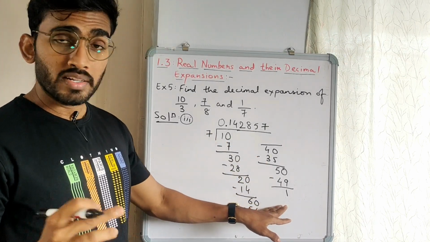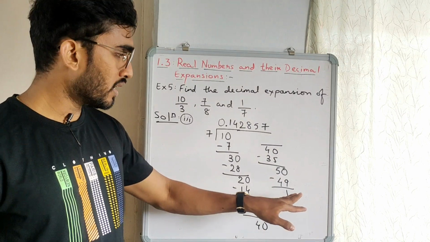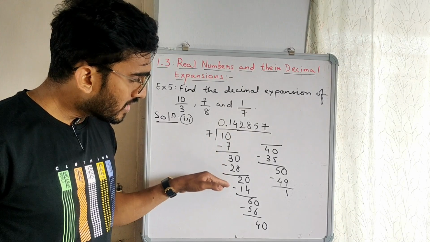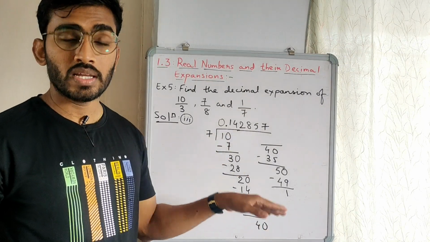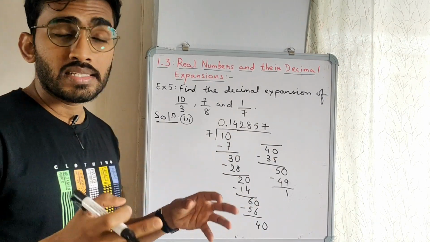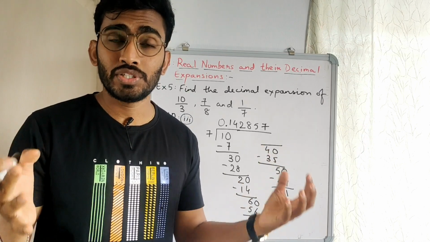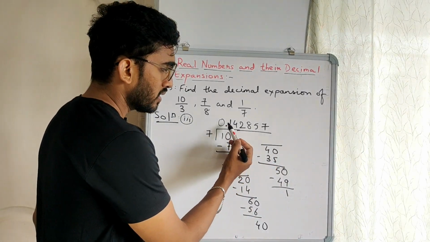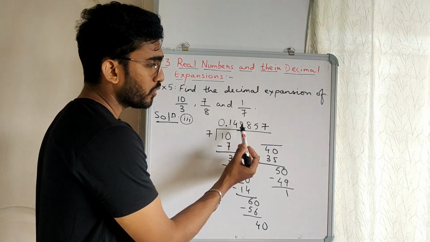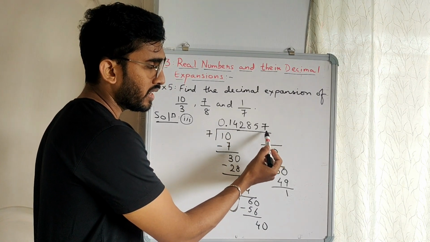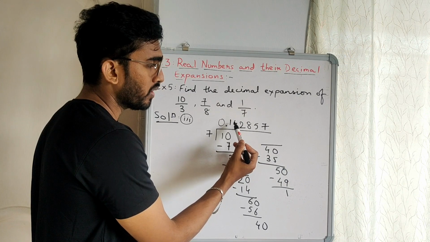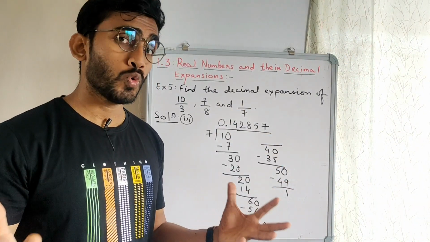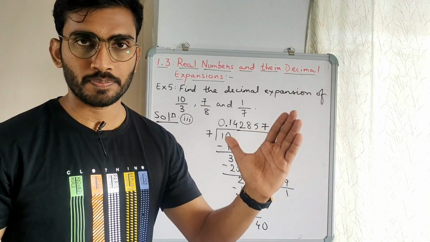Now as I got the remainder 1 again, that means again I will put 0, it will become 10, 7 ones are 7, and this cycle is going to continue again. That means in this division also we will never get 0 as the remainder. And that means after this 0.142857, again after 7 this cycle is going to continue, 142857, 142857, 142857, and so on.